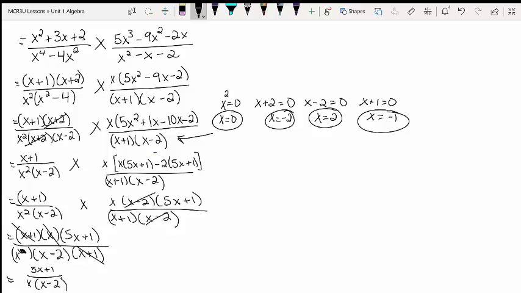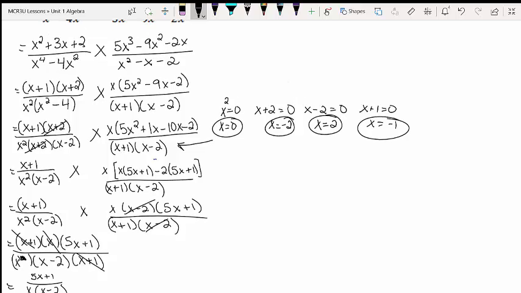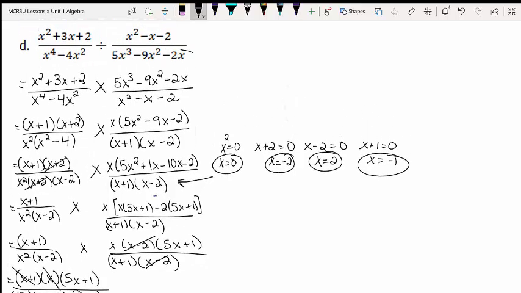Now, there's still a few more restrictions. So because at the very beginning of the question, this polynomial was our denominator, and then when we multiply by the reciprocal, it turned into the numerator. It still counts as a restriction because originally it was our denominator, right? So if that polynomial ever equaled 0, it would also count as a restriction. So let's find the factored version of this polynomial, okay? And that would be right here.